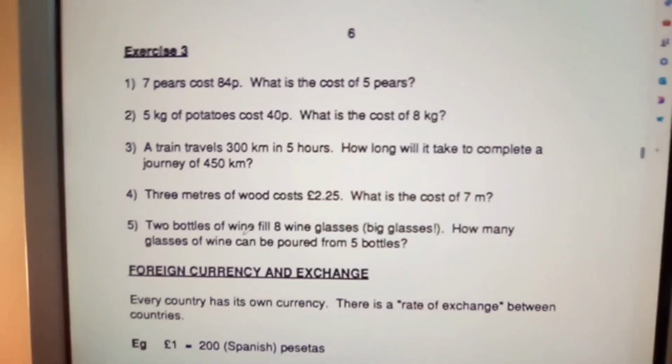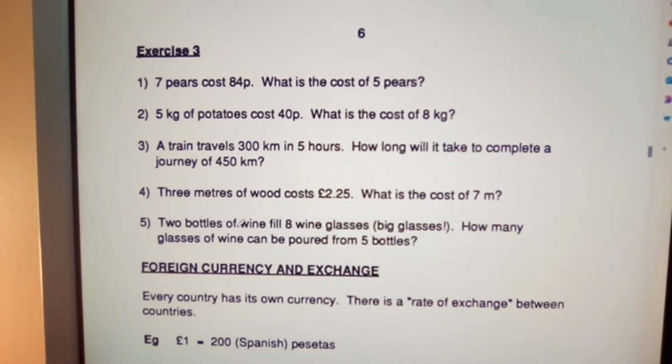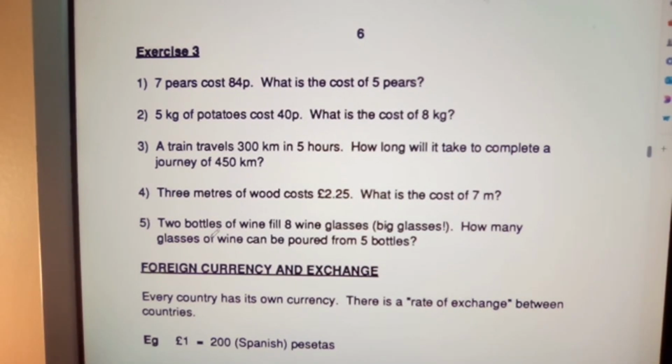Do these exercises for me as well, please, okay? I'm not going to do this for you now. You can see that 7 pairs cost 84 pence. What is the cost of 5 pairs? Okay?